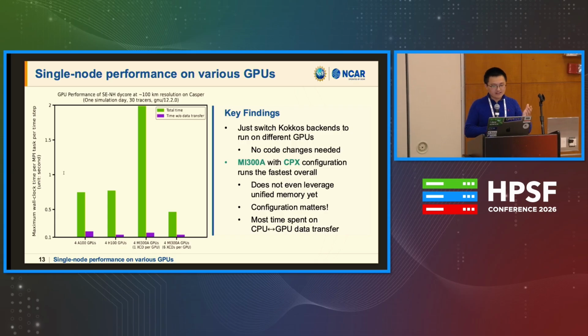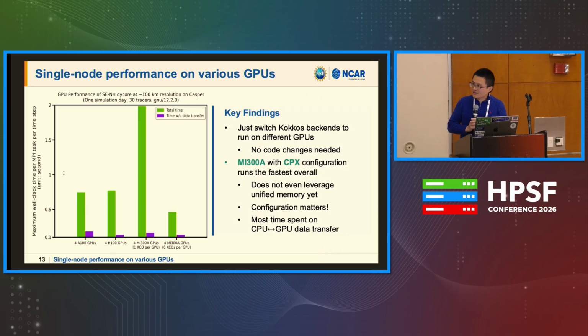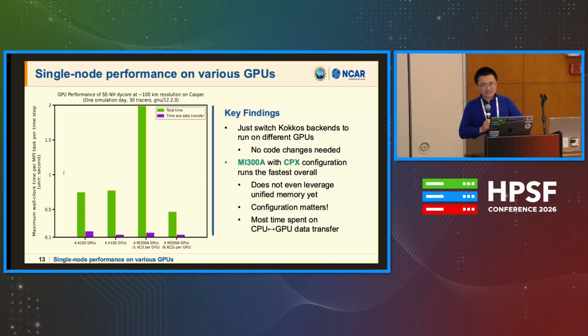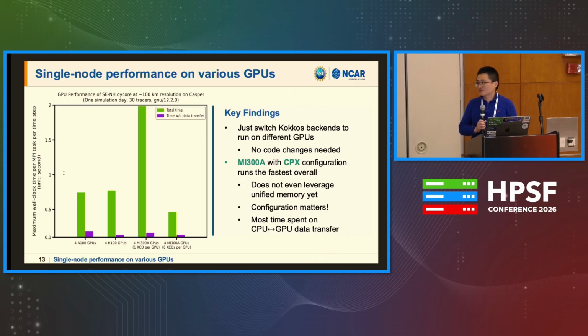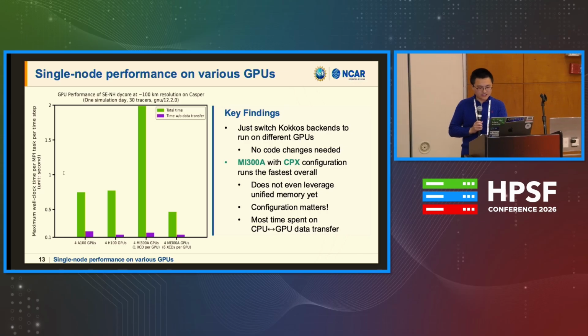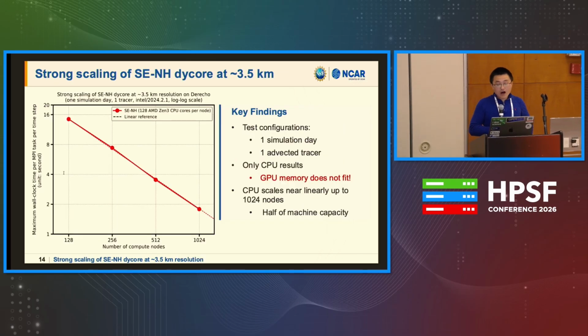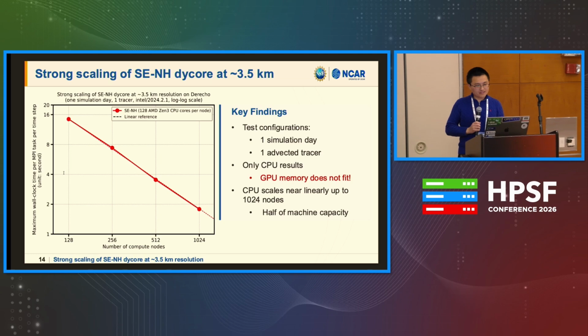But again, a key takeaway from this slide is that to test on different vendors' GPUs, we just need to change the backend of the Kokkos library, which I think is really good about adopting the SCREAM dycore compared with other technology. So now we can look at the scaling performance for some ultra-high resolution.